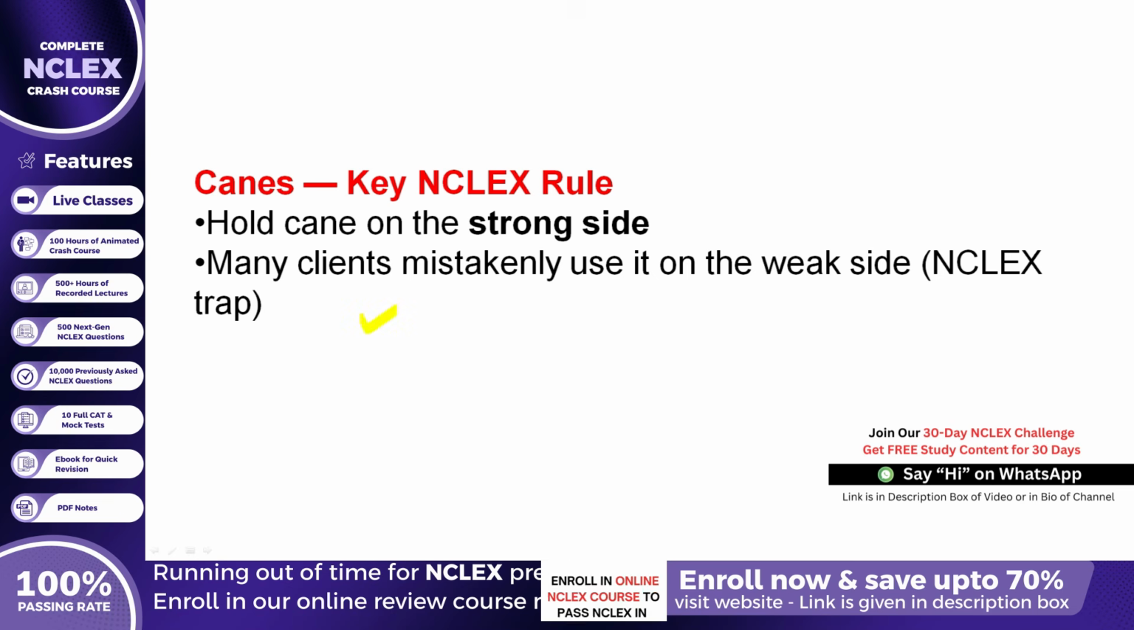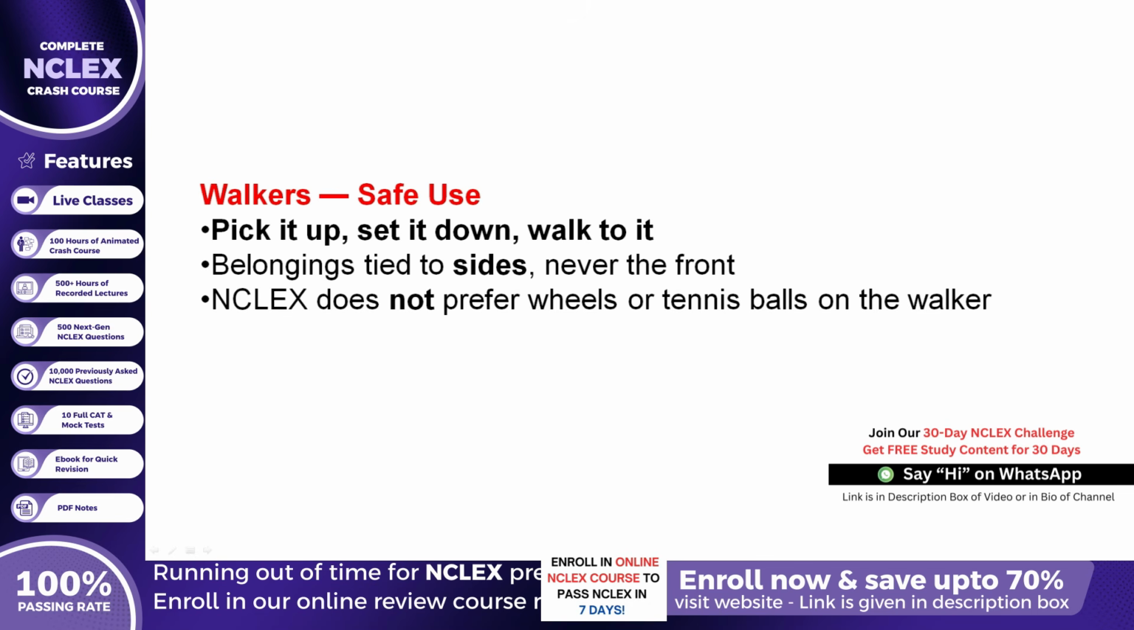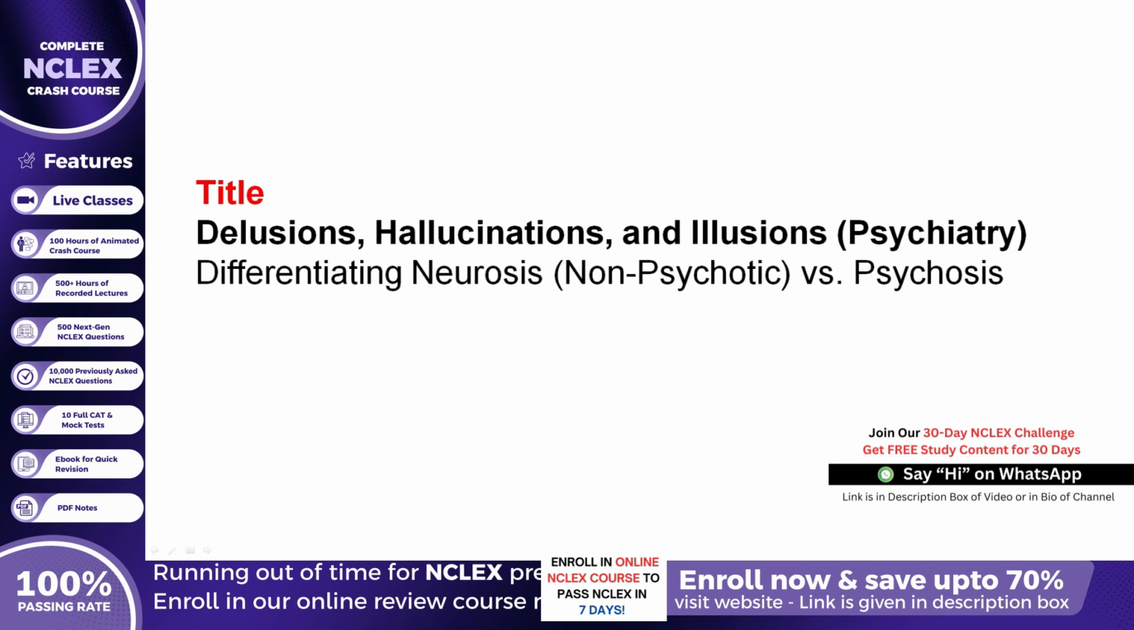Now, let us shift into the safe use of walkers, and the first idea we emphasize is that you pick it up, set it down, and walk to it. This simple rhythm keeps the client steady and forward moving. As we continue, we remind learners that belongings should be tied to the sides and never the front so the walker does not tip forward. And for NCLEX clarity, it is important to know that NCLEX does not prefer wheels or tennis balls on the walker because they change the intended stability pattern.